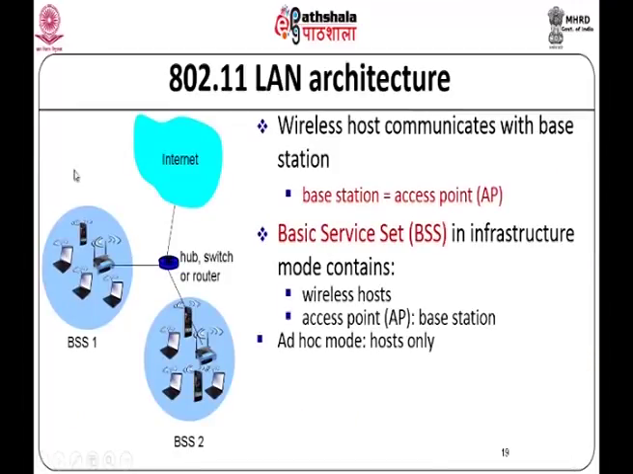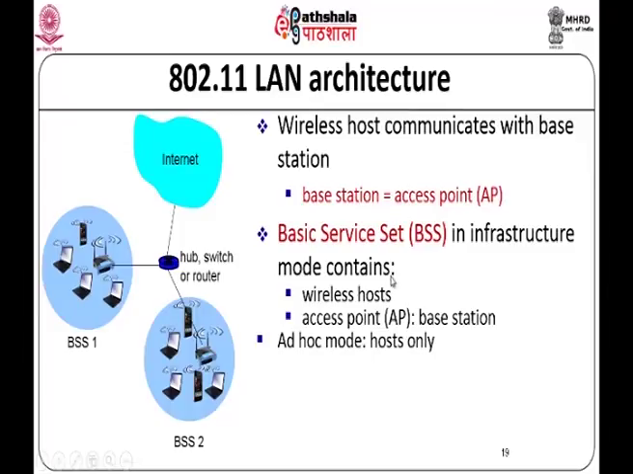Now, coming back to understanding the functions of the 802.11 architecture. As we said, you have basic service sets, which are nodes belonging to a particular area connected to a single base station or access point. These basic service sets could be connected, as we said, by means of any network. It could be a hub or a switch or a router, which connects it to the internet. So, this is what you would have.